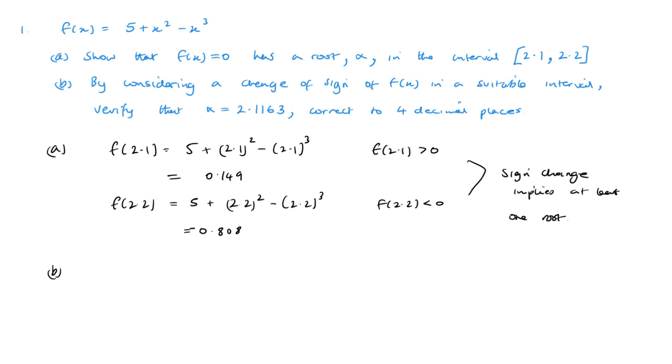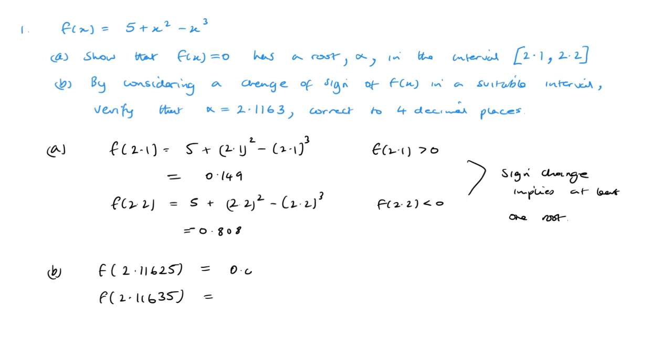Now B, we need to verify this to 4 decimal places, so we need to go to 5 decimal places. So f of 2.11625 and f of 2.11635. So go into that 5th decimal place, and then like in that 5th decimal place, 5 up and 5 down. That's what we're looking at.